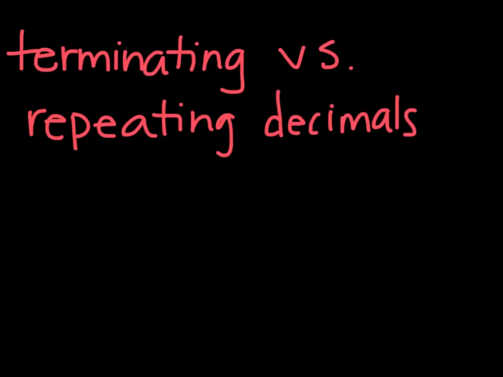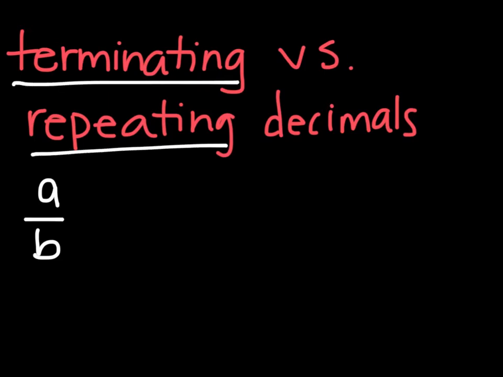Now let's discuss terminating versus repeating decimals. Anytime we take a rational number in the form of a divided by b and carry out the division of a by b, the quotient will be either a terminating or a repeating decimal. In a terminating decimal, the division ends because you obtain a final remainder of 0. For example, if we are dividing 10 by 2, we get a terminating decimal because our answer is 5 even.